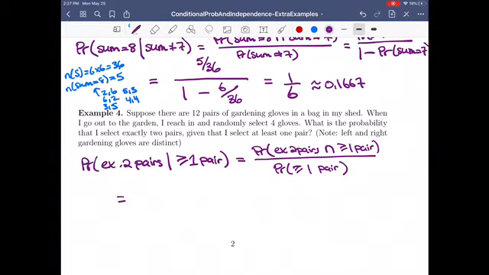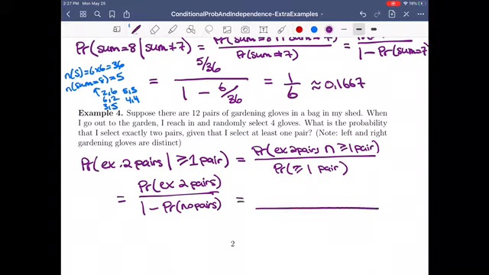Now, when does the intersection happen? Well, if I get exactly 2 pairs, I got at least 1 pair, but I have to get exactly 2 pairs. Okay, so the intersection is actually just the probability that I get exactly 2 pairs. And then to compute the probability of at least 1 pair, I'm going to do 1 minus the probability of no pairs. Okay, but you could do the cases if you want. There's only 2. So now I need to count this. So I'm going to have 1 minus on the bottom.